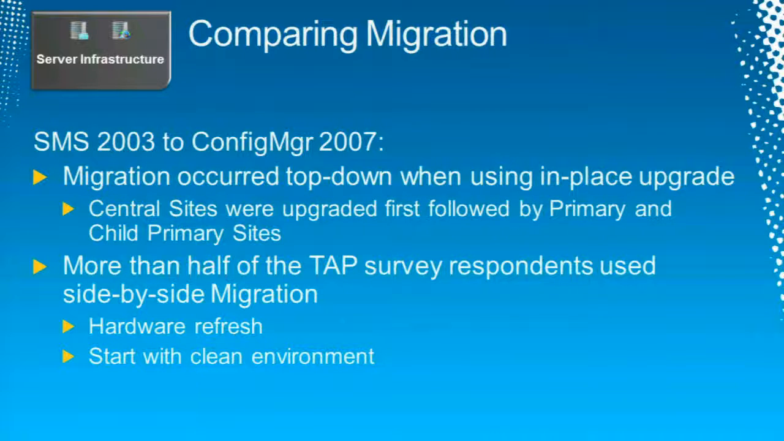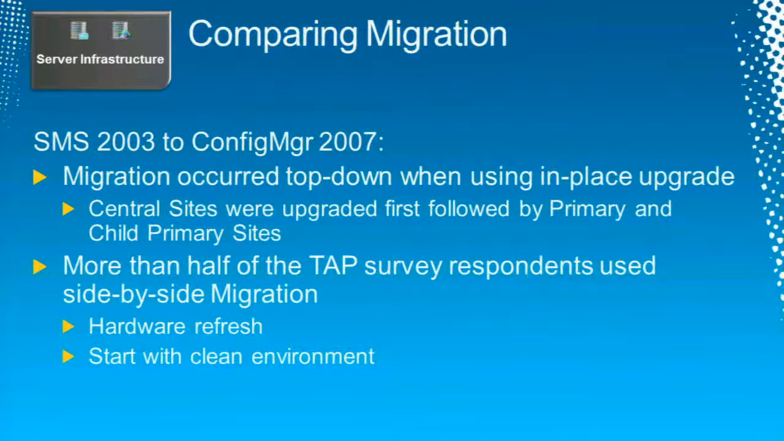Side-by-side is also good for hardware refresh. So you've had your 5-year, 3-year cycle for hardware. You got brand new hardware. You were 32-bit before. Now you want to be 64-bit hardware or just whatever the new hardware is. And so side-by-side works very well for that. So more than half of our TAP customers did that process.